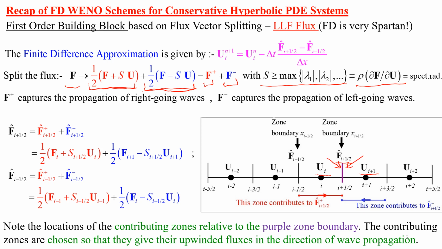So with that, we can split the flux into a right-going flux from zone I and a left-going flux from zone I plus 1 at the zone boundary I plus a half that is of interest. This is also shown with the stencil operations out here. You have right-going waves from the right-going flux, and left-going waves from the left-going flux. Focus on the purple zone boundaries, because that is where we want to illustrate the construction of the flux.